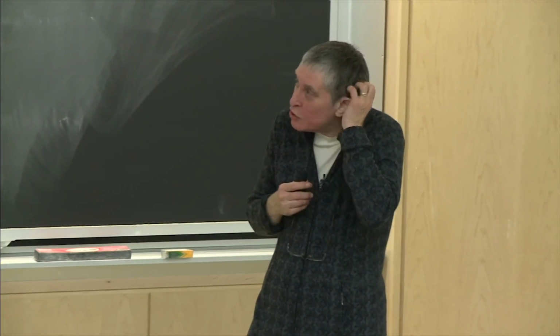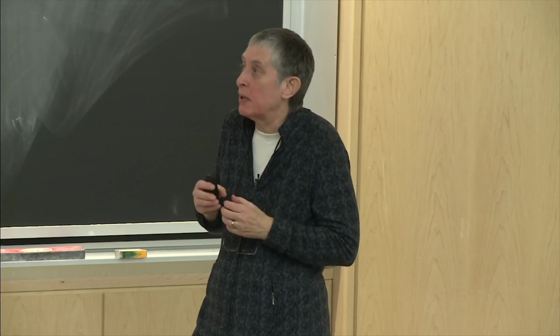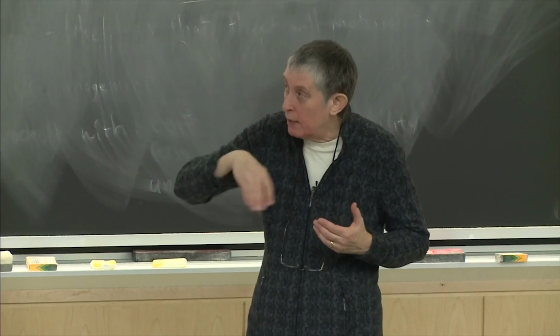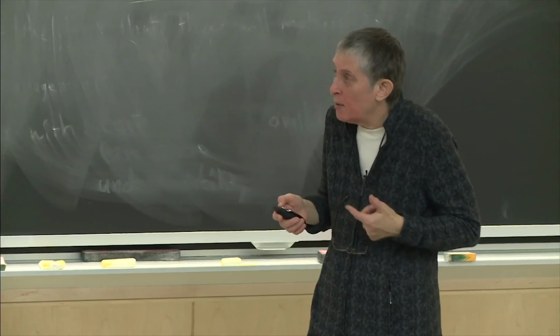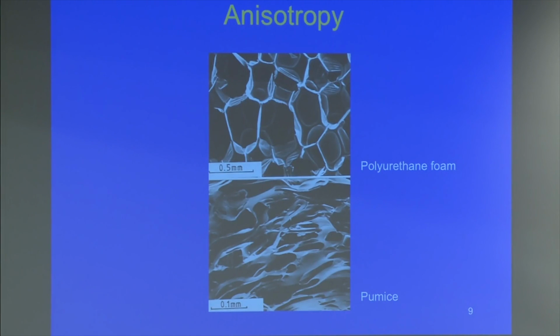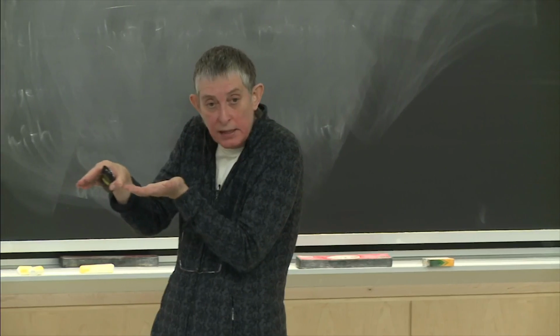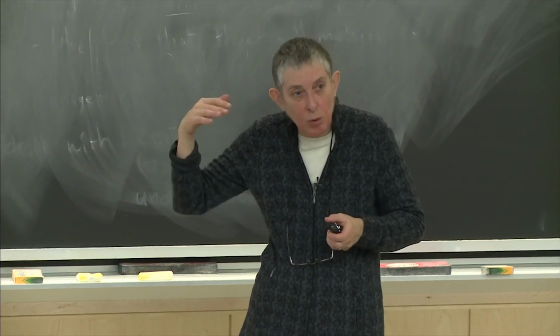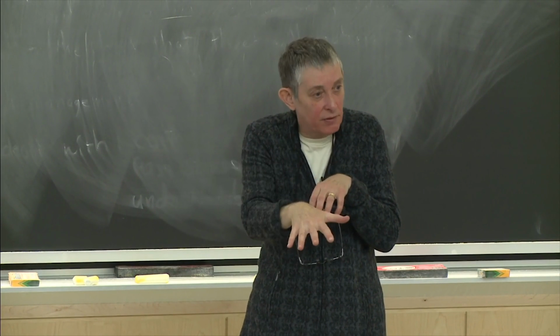This is an example showing that the cells could be anisotropic. The cells could be elongated in one direction, for instance, in the top one on the polyurethane foam. And if they're elongated in one direction, it's not too surprising you might have different properties in that direction from the plane perpendicular to it. And then the bottom image is of pumice. Pumice is a volcanic rock, and you can see how the pores are kind of flattened out there. And they're flattened out because that was once molten lava, and the molten lava was flowing down a mountainside of a volcano.